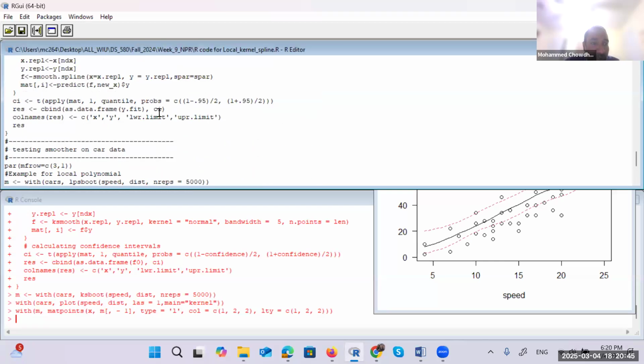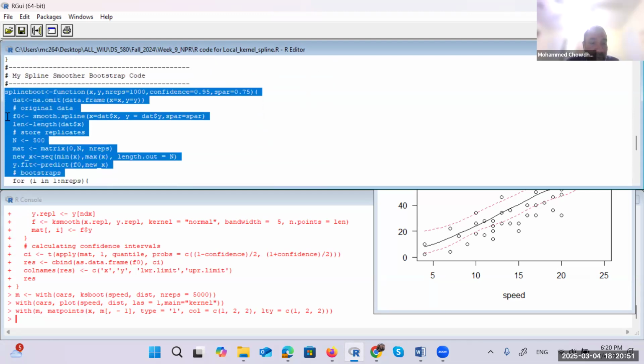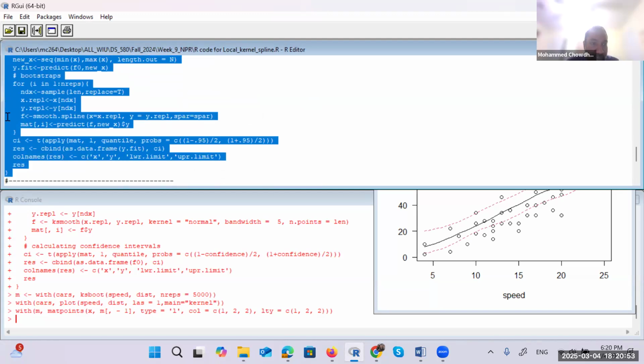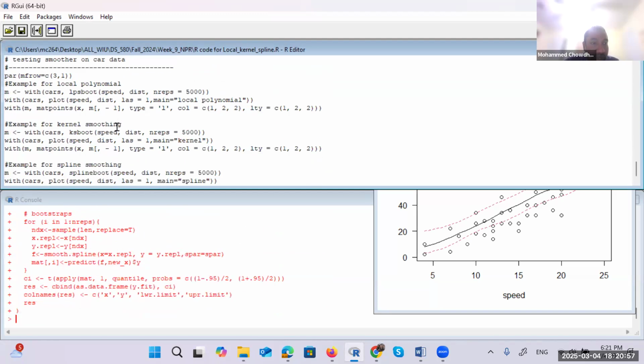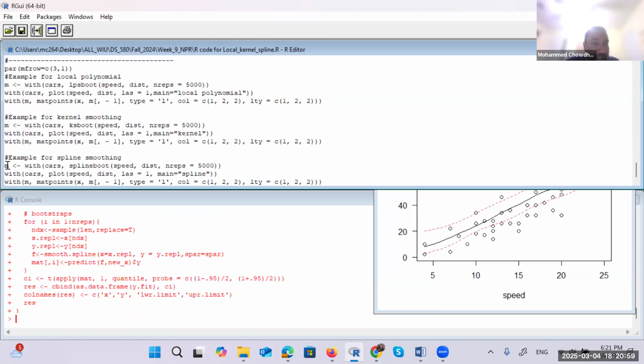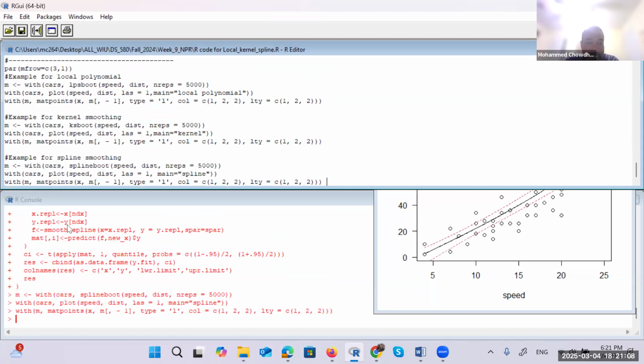Similarly, if I want to do it for the spline, this is what I have to do. There are 3 non-parametric regressions. You can use one of the 3. Okay. So this is the spline one. And then if you come in here, this is the spline one. This is the spline one that you have seen. Okay.